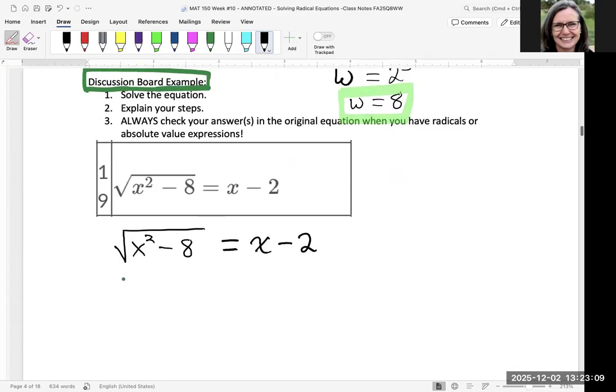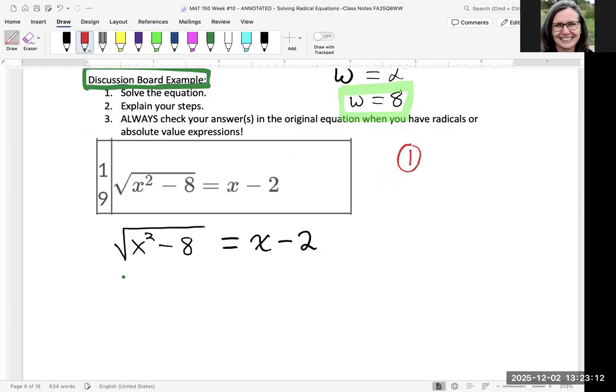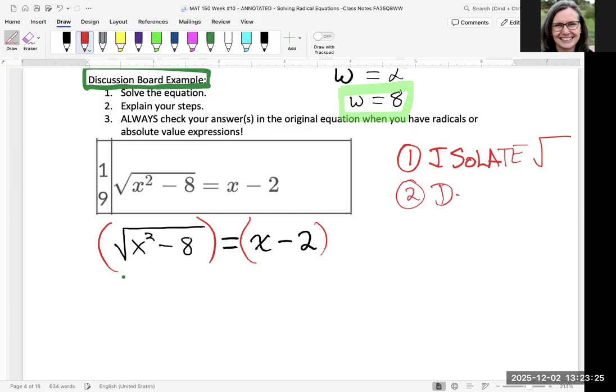I have isolated the radical. They gave me that to begin with, but when we solve these, we will isolate the radical. Step 2 is do the same thing to both sides to get rid of the radical. So if I have a square root, then I'm going to choose to square both sides. Now notice on the right, I put parentheses around this, so I recognize this whole thing is being squared.